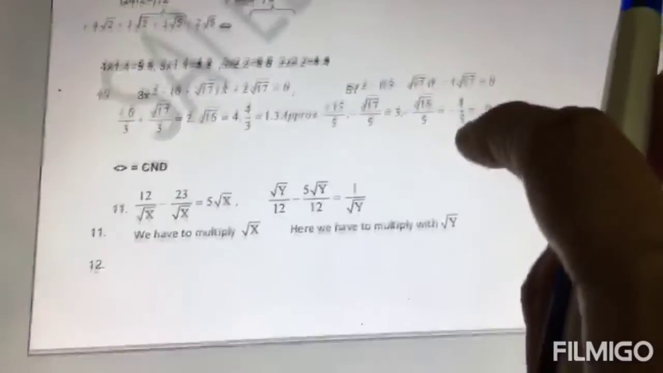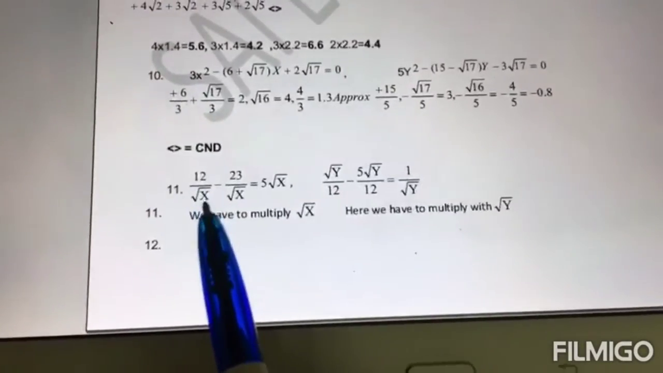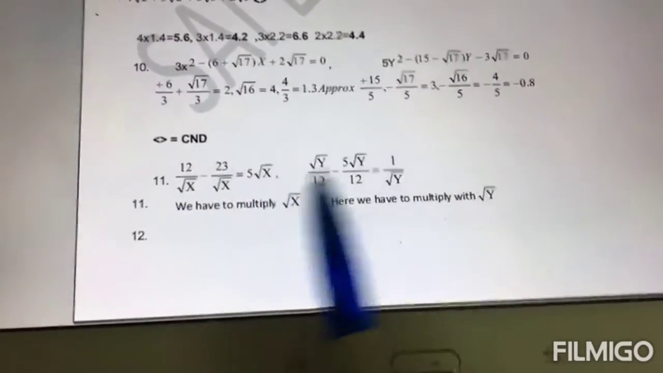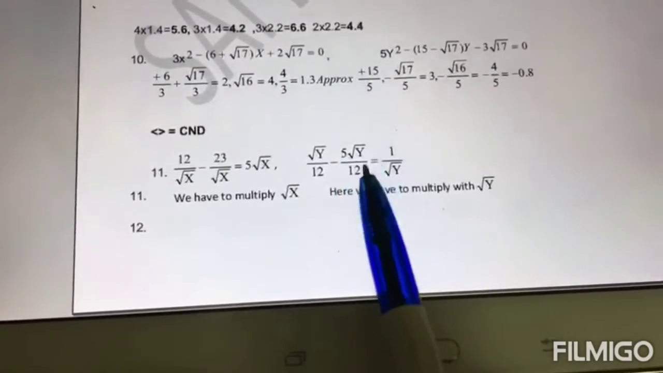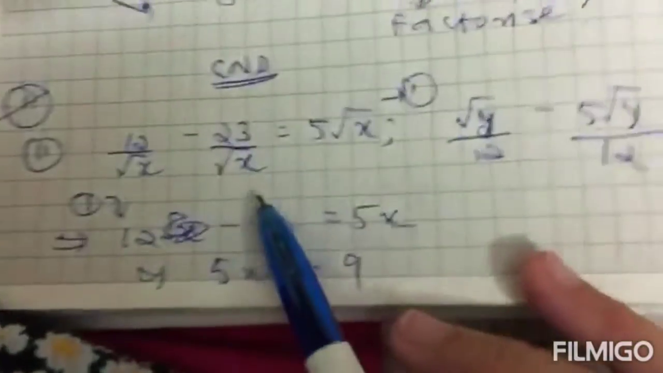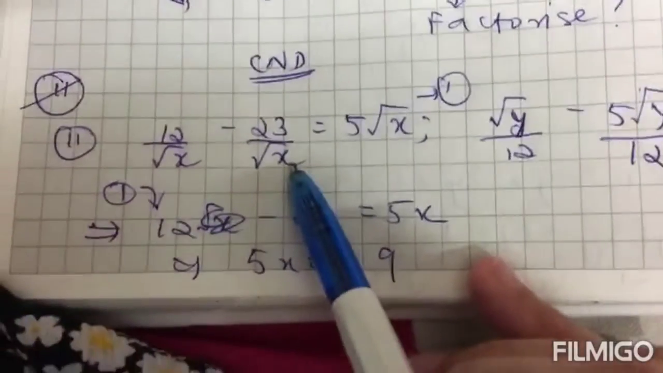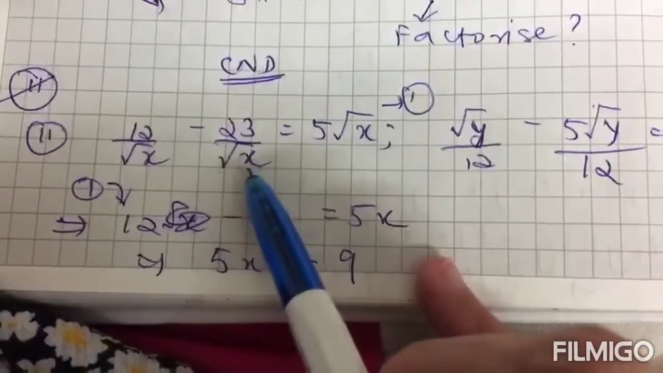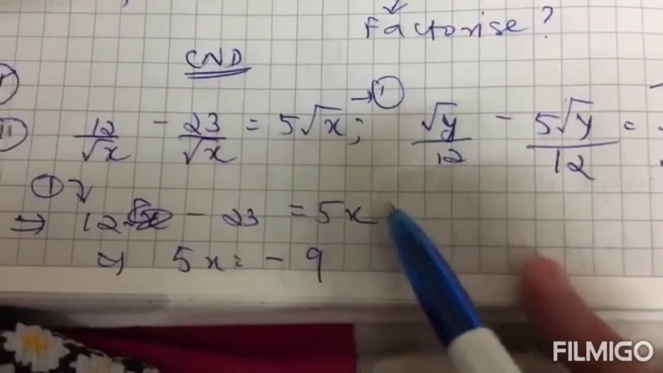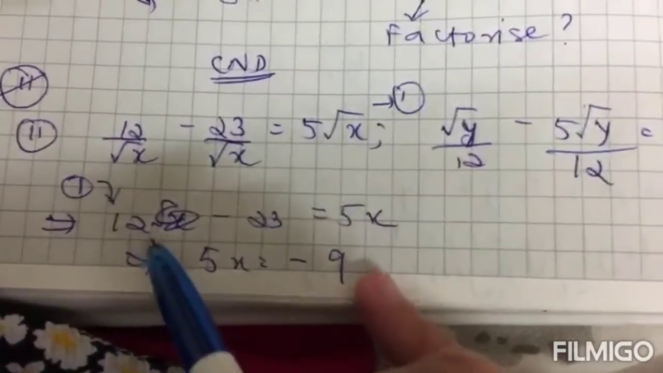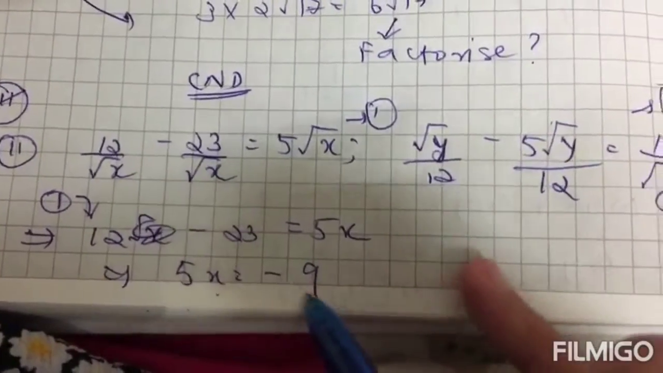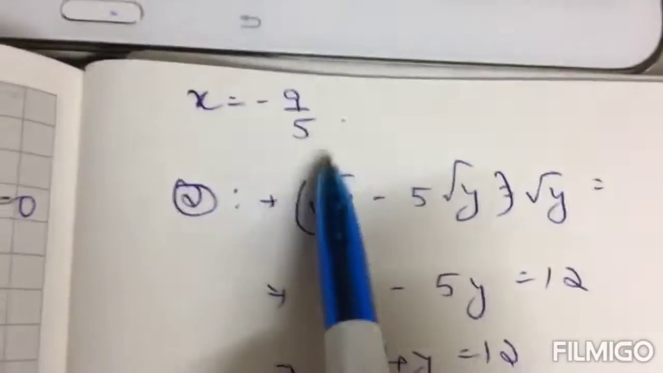Okay, let's do number 11. 12 by root x minus 23 by root x is equal to 5 root x. Root y by 12 minus 5 root y by 12 equals 1 by root y. Okay, so here you have a common denominator, so you can subtract it, right? And we can take this here. So 12 minus 23 equals 5. Root x into root x is what? x. So 12 minus 23 is equal to 5x. Therefore 5x is equal to minus 9. x is equal to minus 9 by 5.